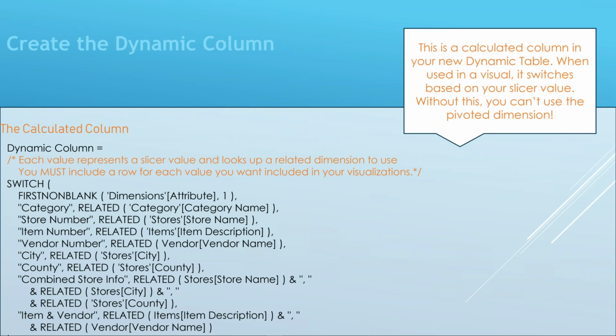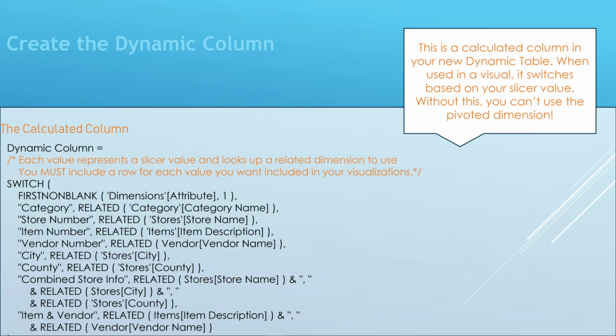Now it'd be great if that did it all, but that doesn't do it all. We also have to create a dynamic column inside our dynamic table. It sounds a lot more complicated than it is, and I'm giving you the calculated column code so that you can replicate this with your own data sets.